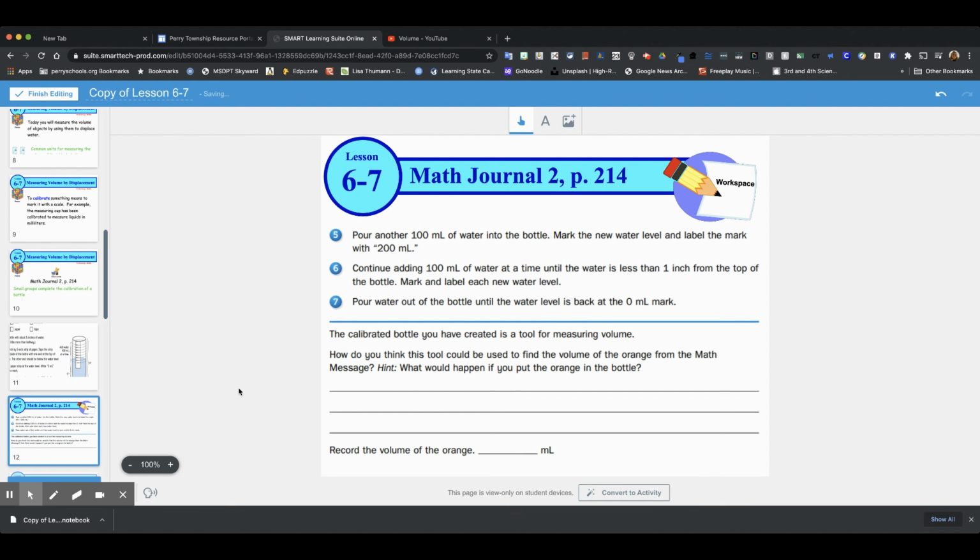So in order to continue with this activity, you would want to talk about the calibration. The calibrated bottle you've created is a tool for measuring volume. So you want to ask yourself, how do you think this tool could be used to find the volume of the orange? What would you do? What would happen if you put the orange in the bottle?